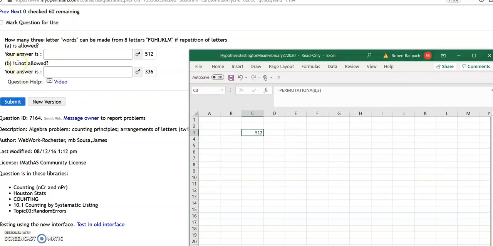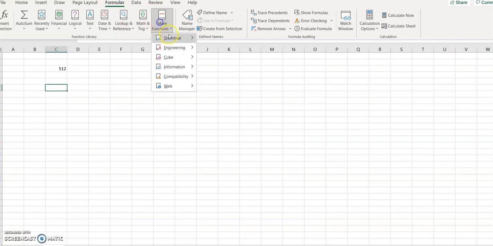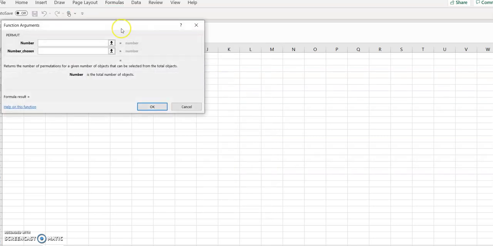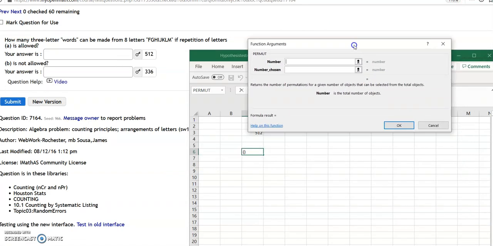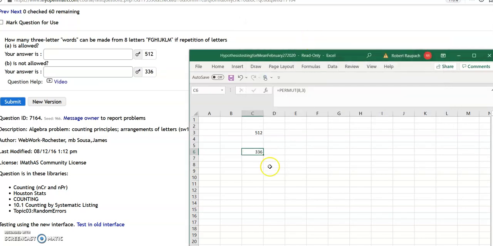Now, if the repetition of letters is not allowed, that's where you use the permute without the A. So I'm going to go Formulas, More Functions, Statistical. Sometimes you have to expand the whole spreadsheet to get the formulas. They get crunched up. Permute, okay? Now that I've got my thing here, I still do the same thing, 8. Number chosen 3, and I get 336.